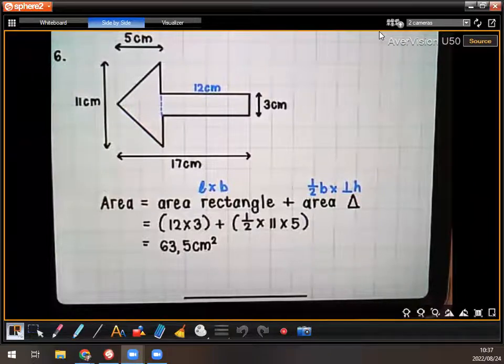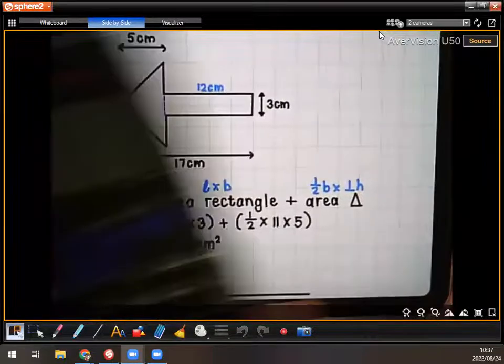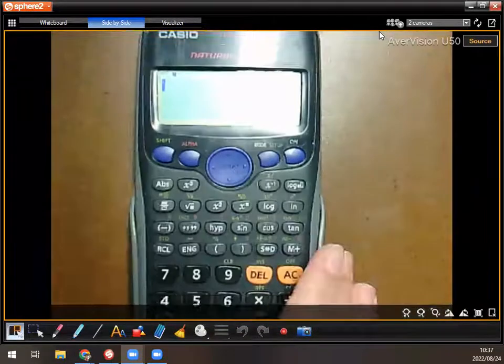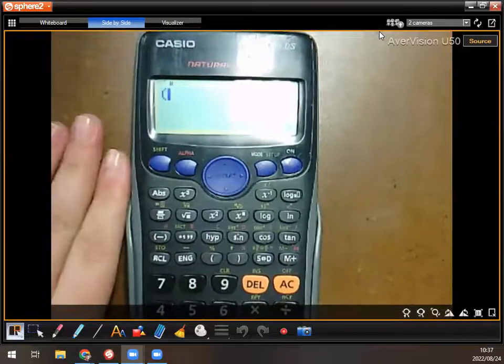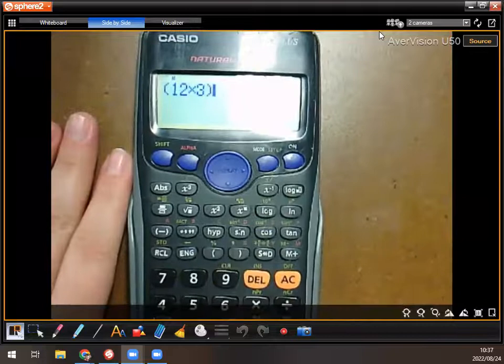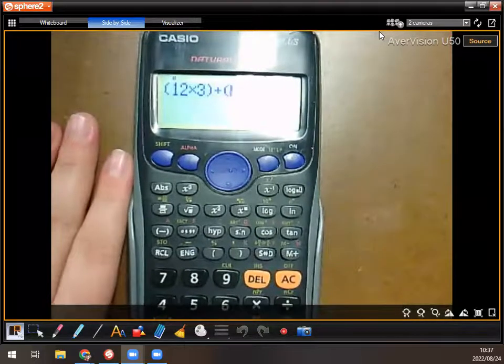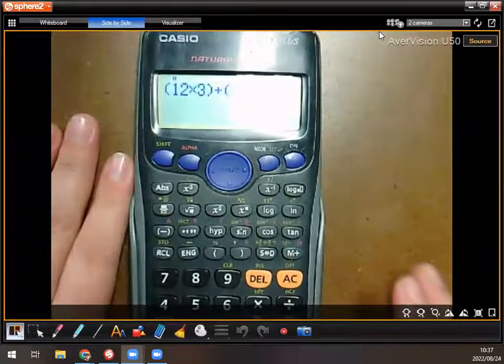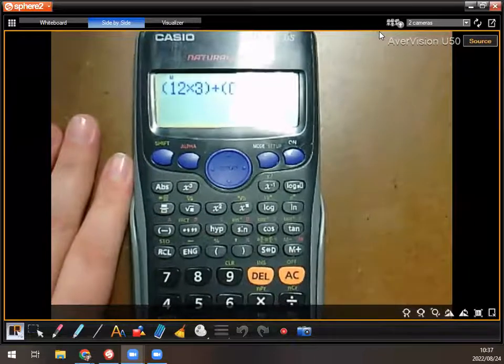Okay, so the answer there, guys, is type that into the calculator. Do you know how to do that all at once? Have you used the bracket buttons on the calculator? Let me show you. Bracket, right? 12 times 3, close bracket, plus another bracket. How nice is that? You can type a half, or you can just do 0.5.